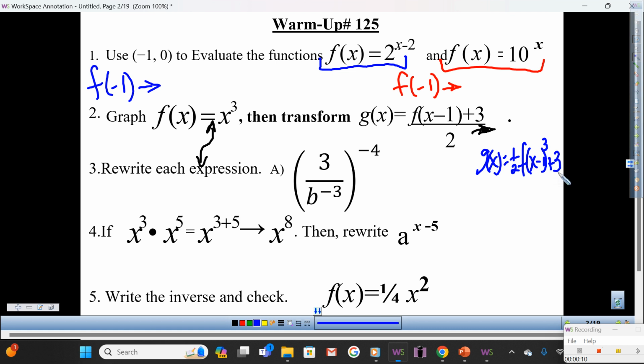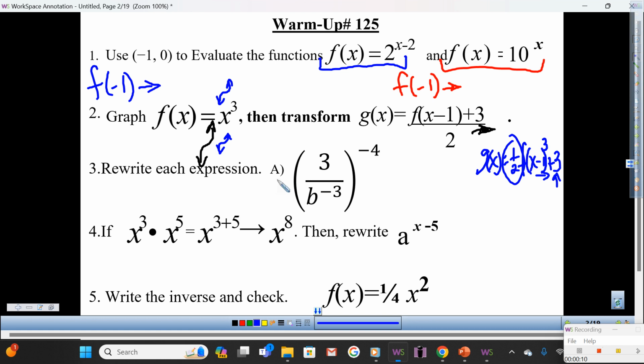That is correct. So that means we're moving that where to, everyone? 1 to the right and 3 up. But before we do that, what does this do to the whole thing, everyone? It shrinks it, yes? So it's going to look something like this. And then we're going to move it 1 to the right and 3 up. So it's going to be somewhere right there.